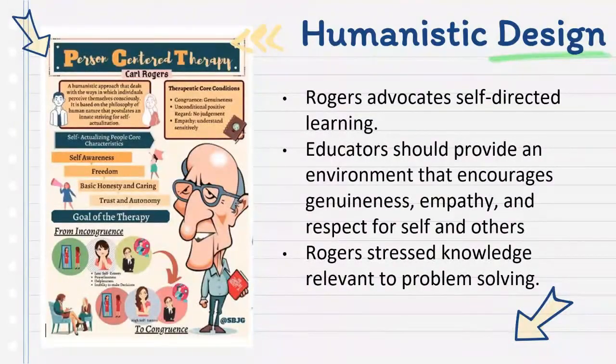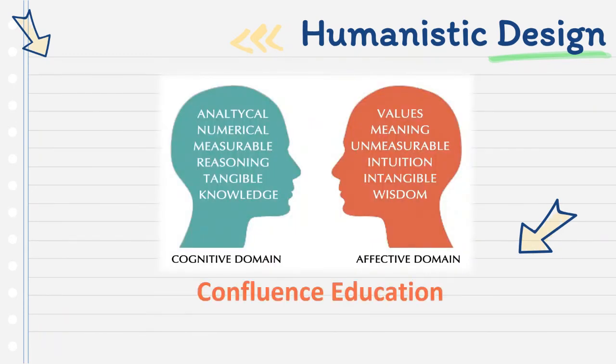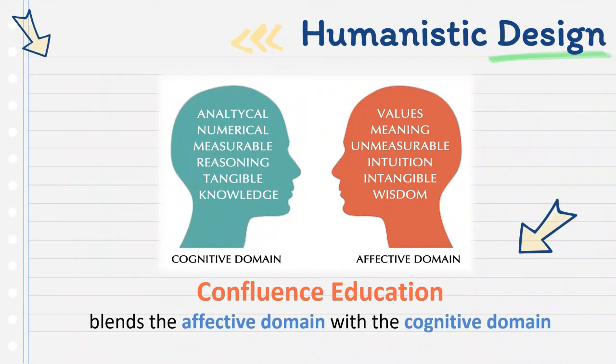One proponent of humanistic design is Carl Rogers. Rogers advocates self-directed learning, in which students draw on their own resources to improve self-understanding and guide their own behavior. Individuals are able to initiate action and take responsibility and are capable of intelligent choice and self-direction. In the 1970s, humanistic education absorbed the notion of confluence education, which blends the affective domain with the cognitive domain.